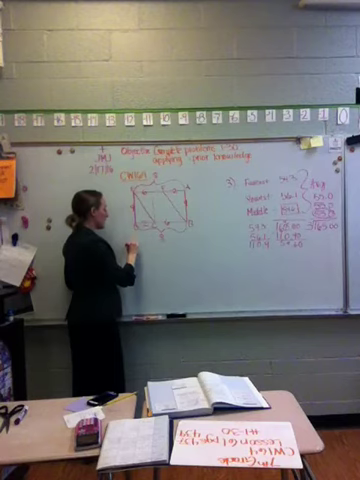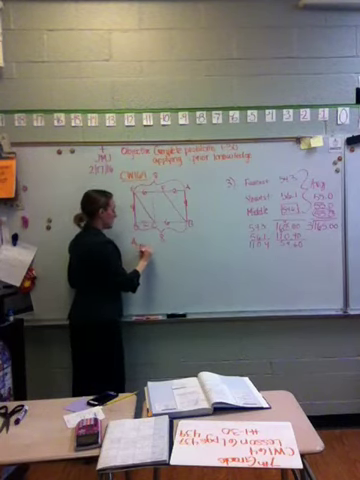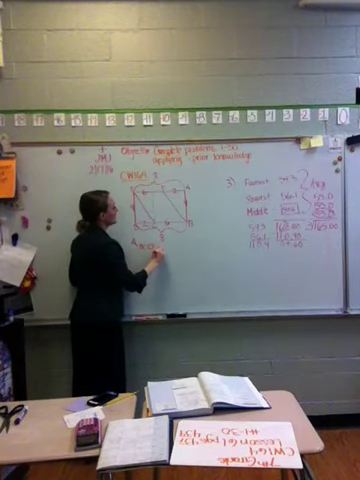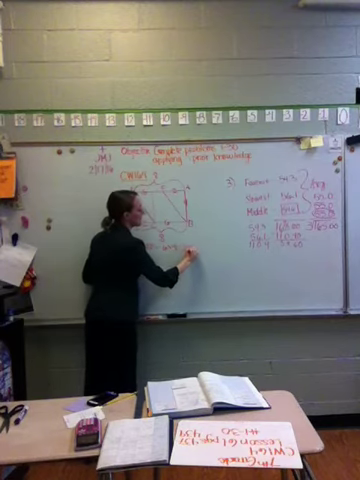So the area of BCEF is equal to 6 times 4, which equals 24 meters squared. So there's your answer.